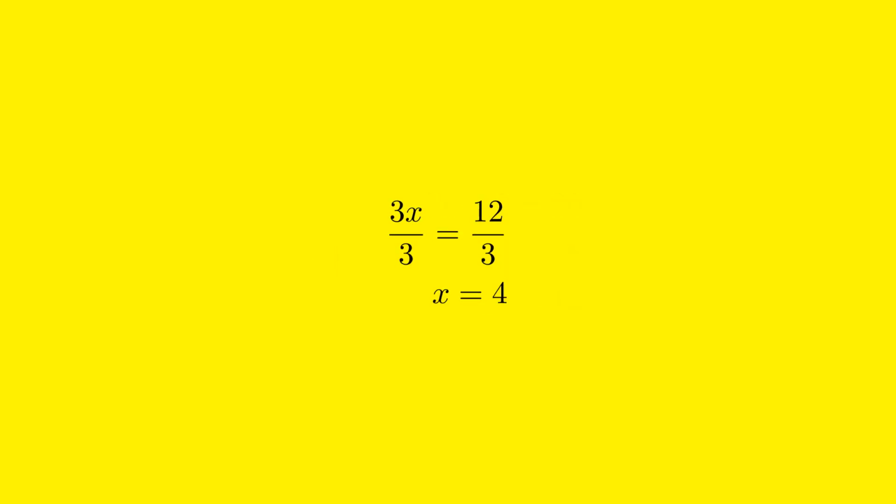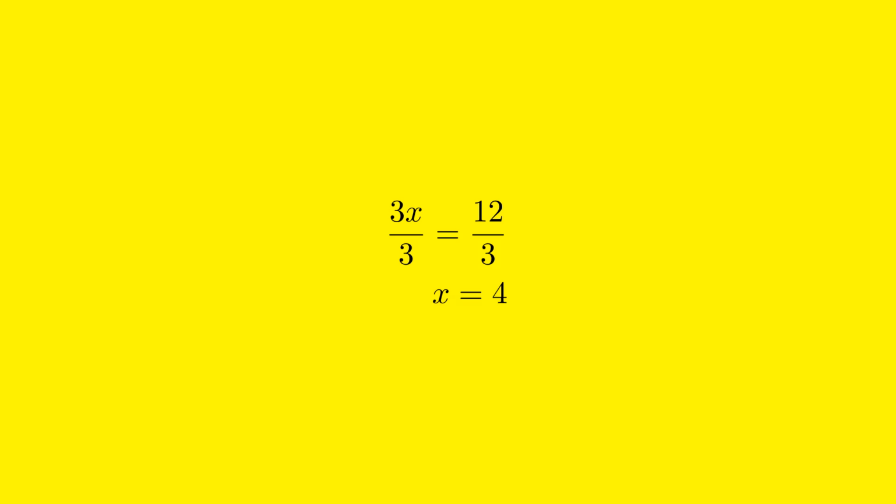In step 2, we continue to isolate the variable x to solve the equation. Currently, we have 3 times x equals 12. To isolate x, we need to eliminate the coefficient of x, which is 3. Since the coefficient 3 is multiplied by x, we perform the opposite operation of multiplication, which is division. Divide both sides of the equation by 3.